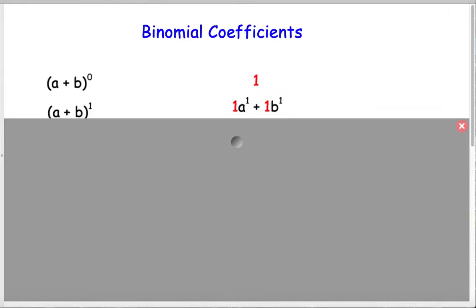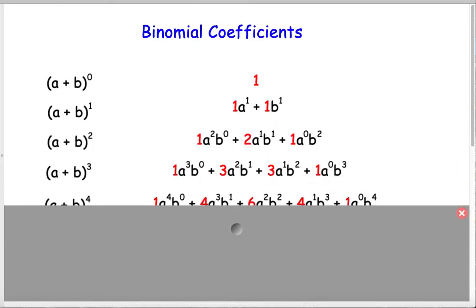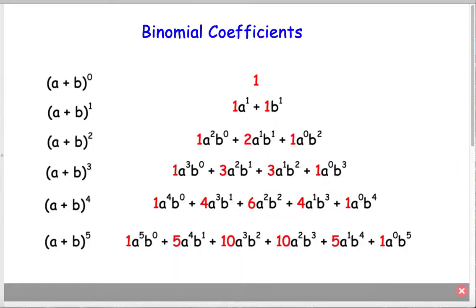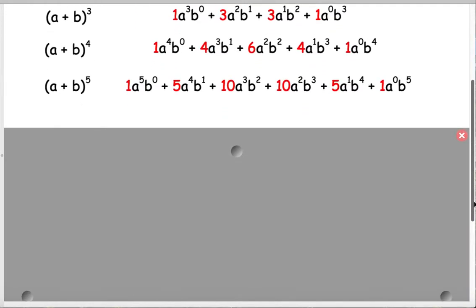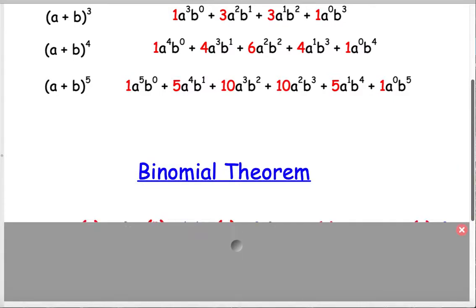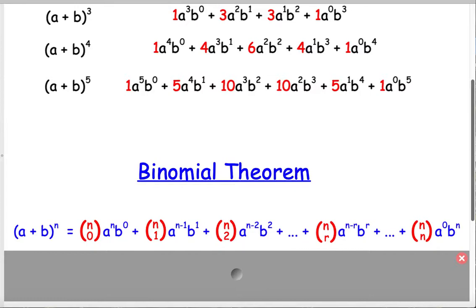Binomial coefficients, which we saw in Pascal's triangle, have a pattern to them using combinations. And so to find the coefficients of all these terms, we need to use what we've learned about combinations. n choose 0, n choose 1, n choose 2, n choose r, all the way up to n choose n. And we know n choose n is equal to 1, and n choose 0 is also equal to 1.